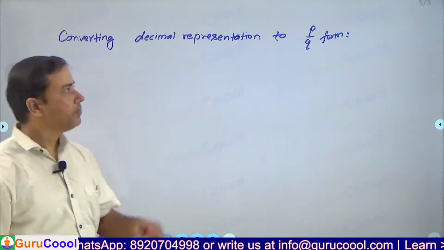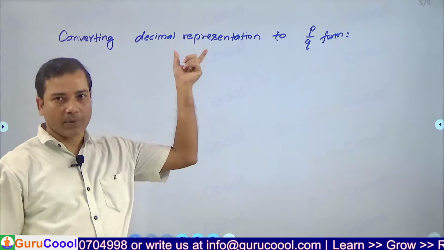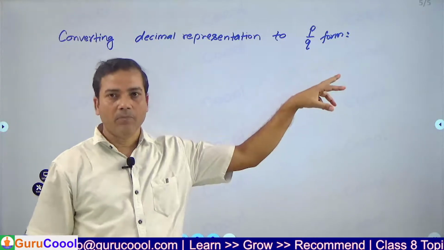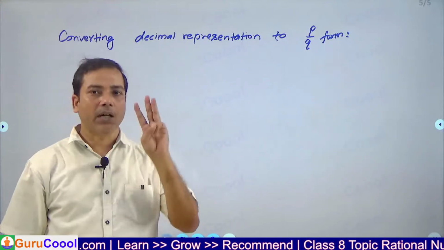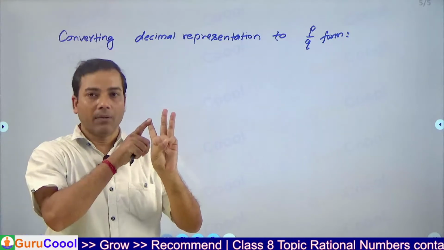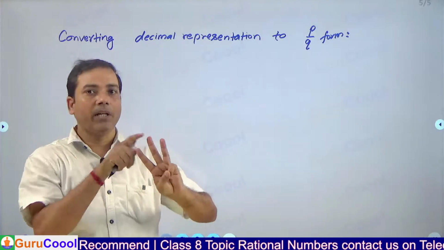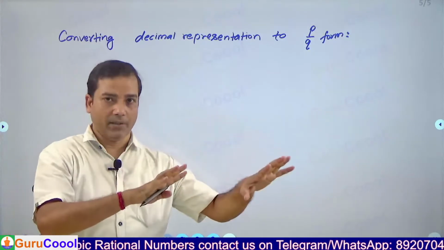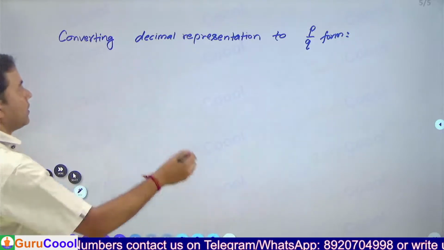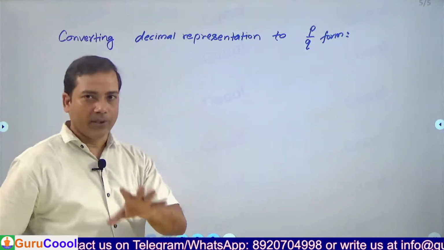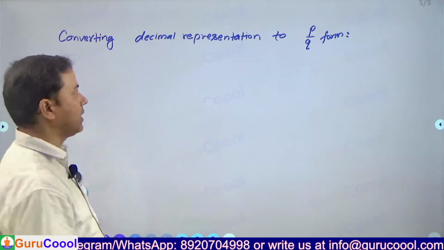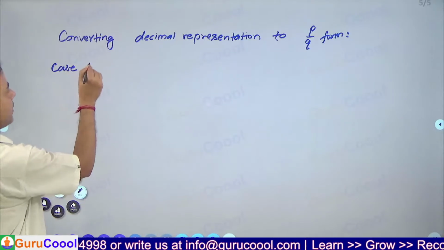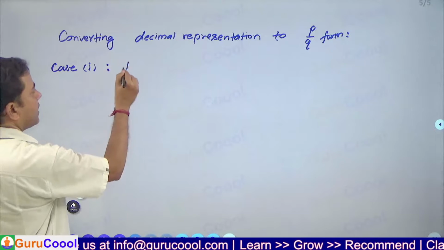Now this is our topic. A number, when it is given in decimal representation using the decimal dot sign, we have to convert it into P by Q form, and we know decimal numbers are of 3 types. First type, terminating decimal; second type, non-terminating repeating; and the third type, non-terminating non-repeating. Perfect. So one by one we will talk about each of them, whether we can do them or not, how to do, etc. So let's take the first type, case 1, terminating decimals.